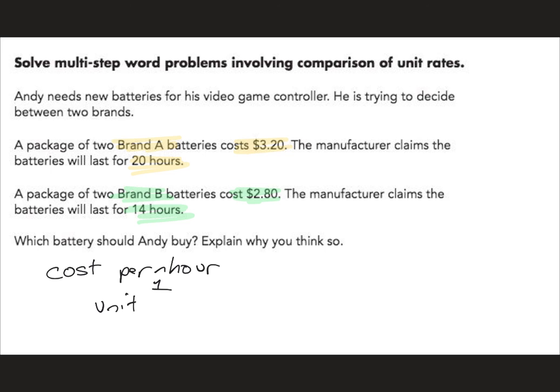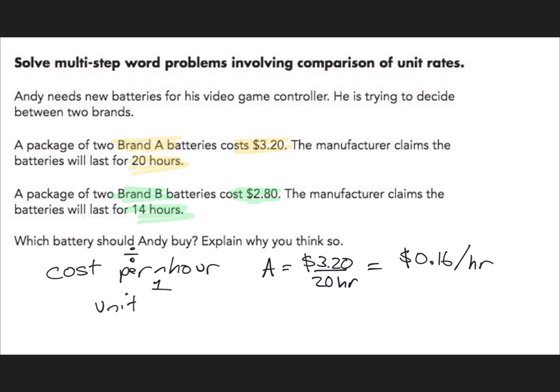Okay, so we're going to take the cost, Libby, and what does per mean? Per means divide. By the number of hours. So brand A, Libby, how are we going to find brand A's unit rate? Divide $3.20 by 20 hours, okay? She's going to punch that into the calculator. $3.20 divided by 20. 16 cents or 0.16. Yeah, so 16 cents. So it costs 16 cents for each hour of battery life, okay?